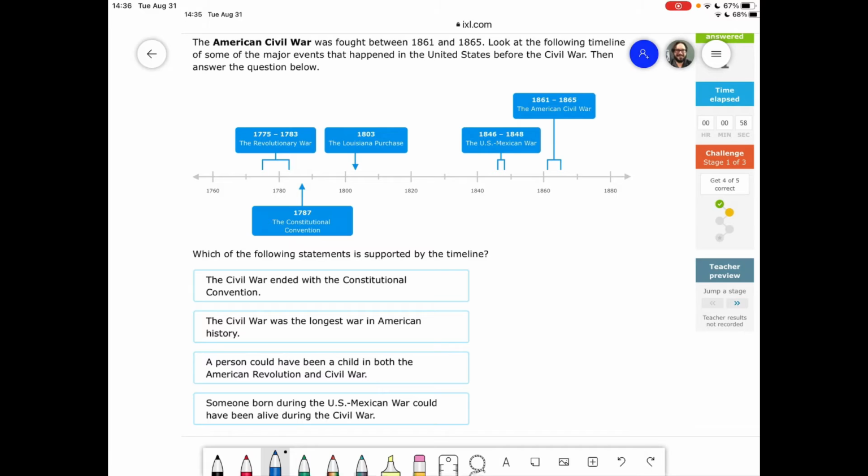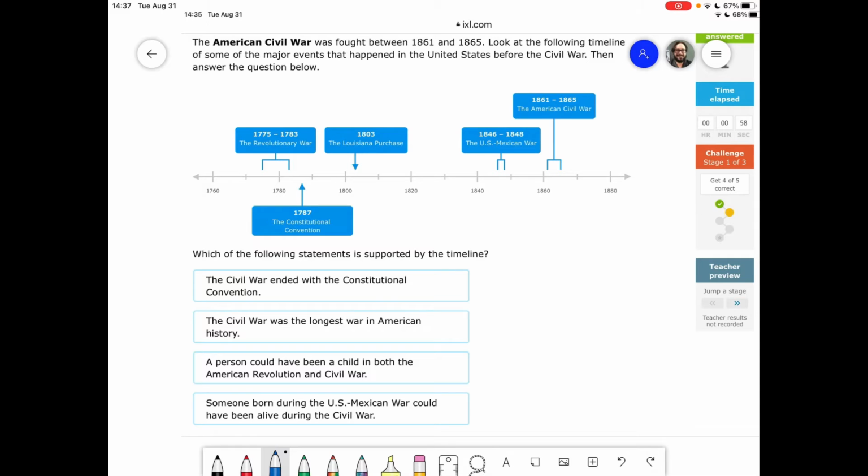In this example, we have a brief passage and a timeline that will provide us the information to answer the question, which of the following statements is supported by the timeline? Now, once again, details in historical texts are going to focus specifically on verifiable facts. And a timeline gives us key dates of specific time periods, at least in this example, the time period between the Revolutionary War and the American Civil War.